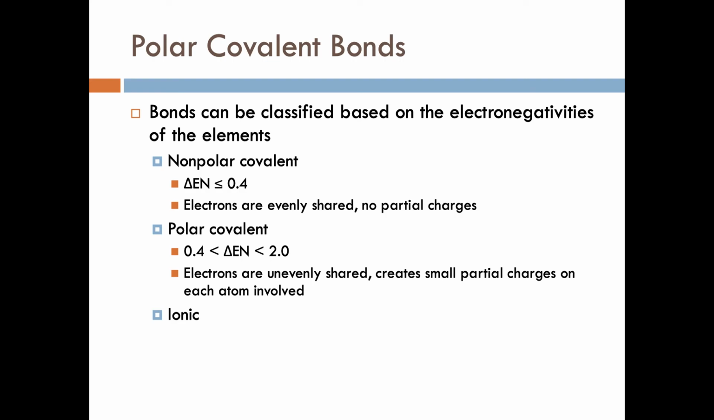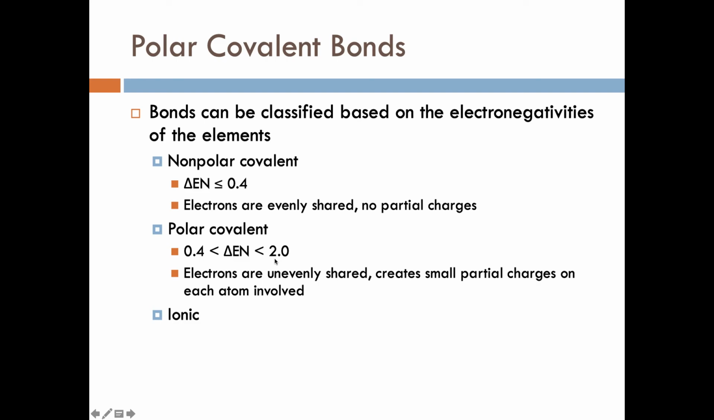And we call it polar because there are going to be some partial charges that form, like a partial positive or a partial negative charge. Whichever element's more electronegative will have the partial negative charge. The less electronegative element will have a partial positive charge instead. And this happens if the electronegativity difference between the two elements we're looking at is between 0.4 and 2.